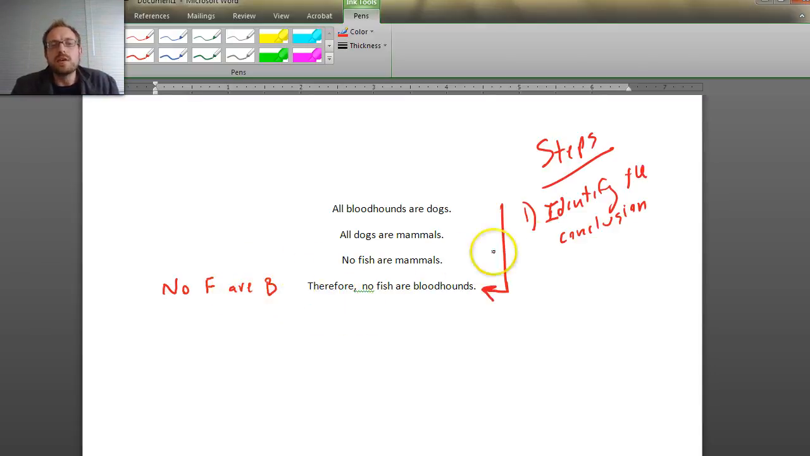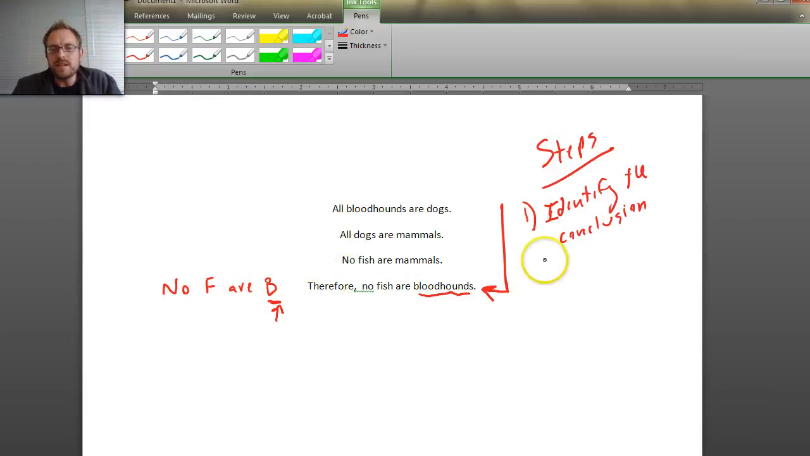Now, the reason I want to identify the conclusion is very simple, because that way it tells me what the predicate term, or the major term, of the Sorites is, right? Which is, in this case, the letter B, or bloodhounds. Now, what that means is that bloodhounds must be in the first position. It must be the very first premise, and it is in this case, right? So let's go back here.